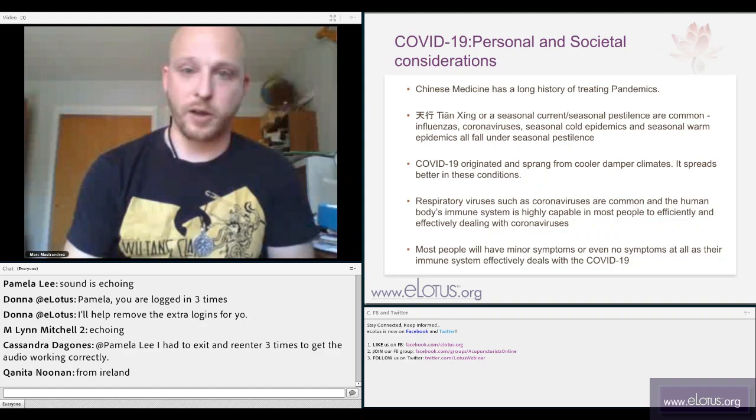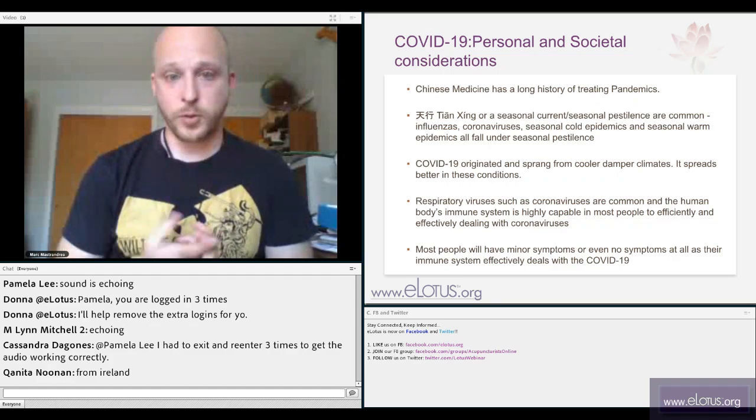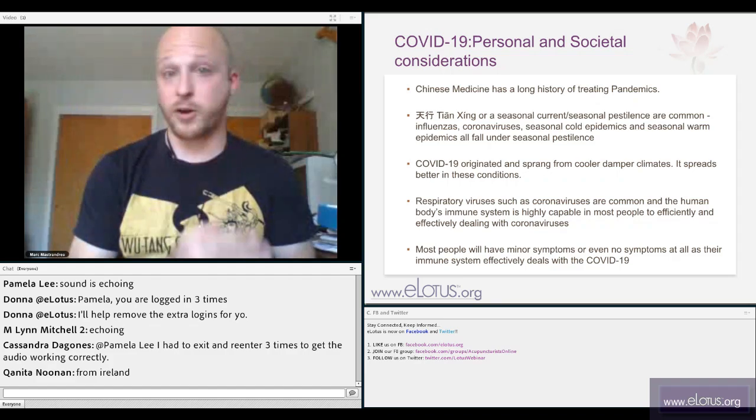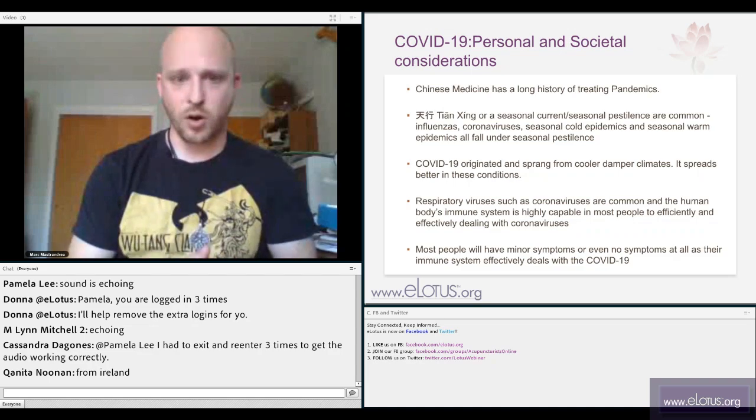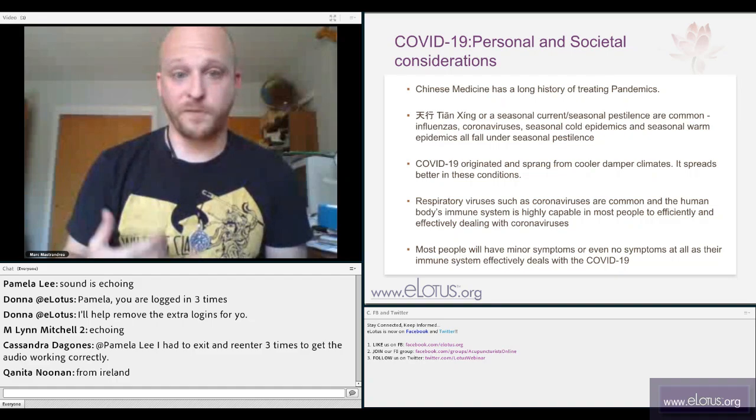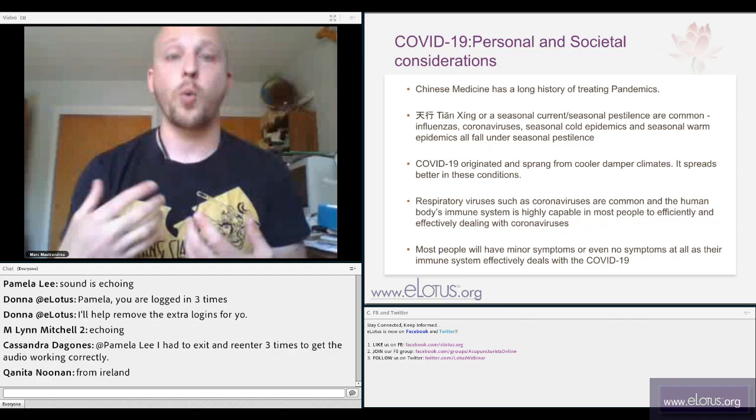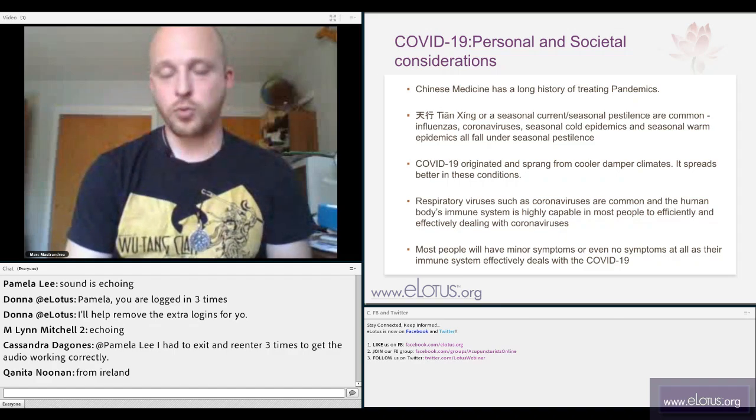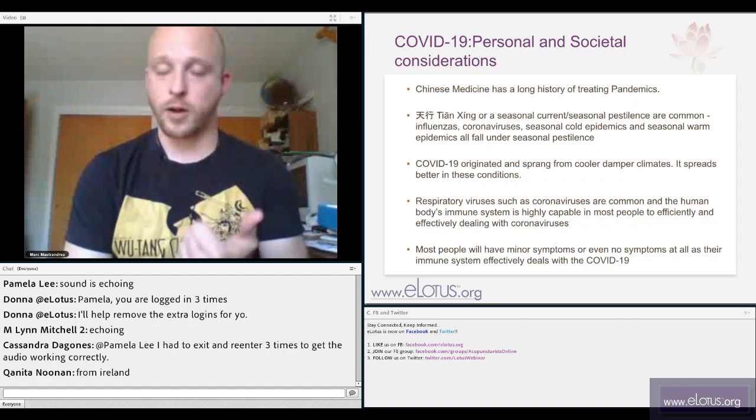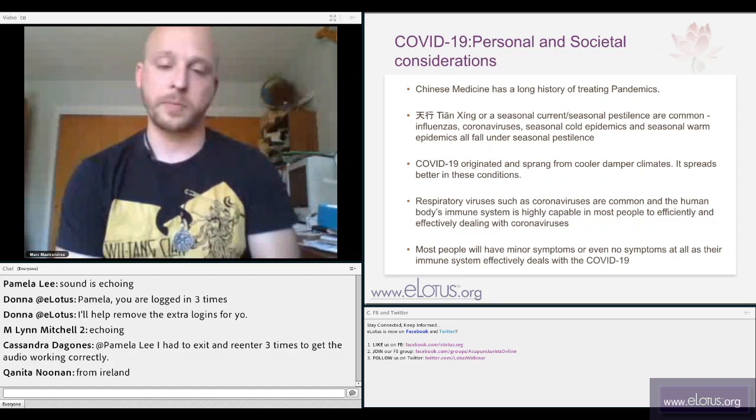COVID-19 originated and sprang from a cooler, damper climate that was unusually cool. Respiratory diseases such as COVID are also very common in human history. So, being very common, people are highly capable of efficiently and effectively dealing with coronaviruses with their immune system for the most part when they're healthy. By maintaining the health of your patients and your own health, you make severe issues less likely to happen with other people.